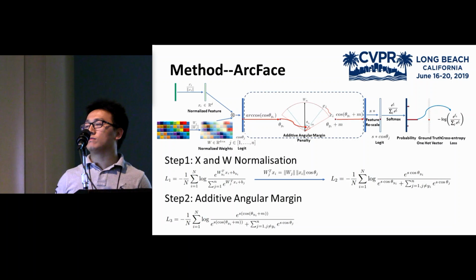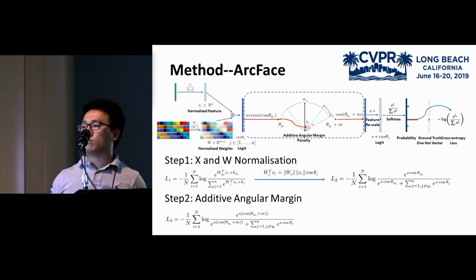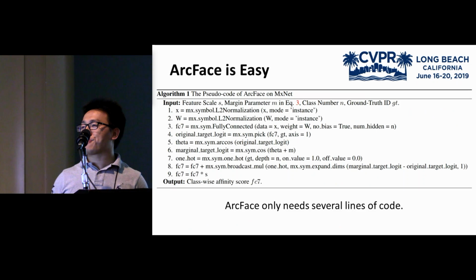So we know that extensive comparison and margin are very useful for deep face recognition. Based on those observations, we propose ArcFace, which has extensive image-to-class comparison as well as the margin. There are two main steps. The first step is X and W normalization, which turns the similarity score into cosine similarity. The second step is incorporating the additive angular margin. ArcFace is very easy, only needing several lines of code.